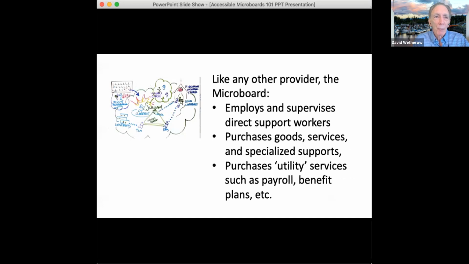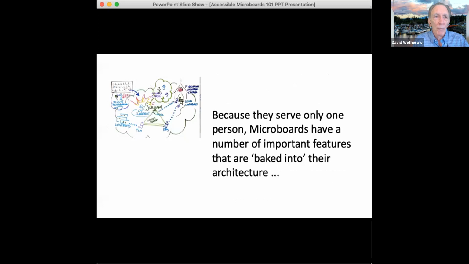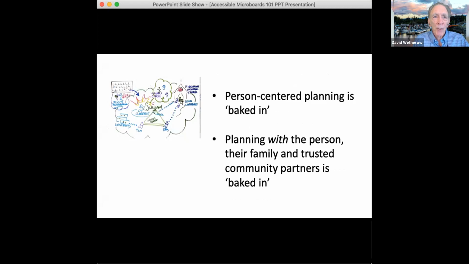Like any other provider, the microboard employs and supervises direct support workers, buys goods, services, and specialized supports, and buys utility services like payroll and benefit plans and so on. But because they serve only one person, microboards have a number of important features that are actually baked into their architecture. Person-centered planning is baked in because there's only one person to plan for.